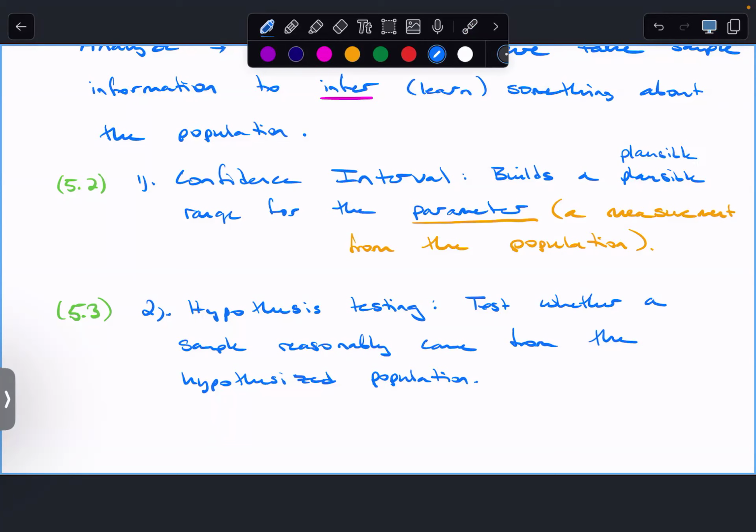That help? Maybe a reasonable range for this parameter. Right.